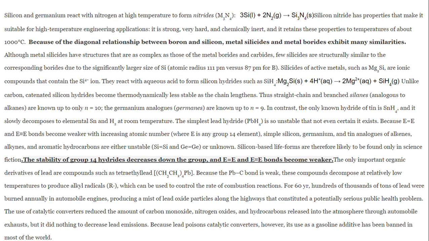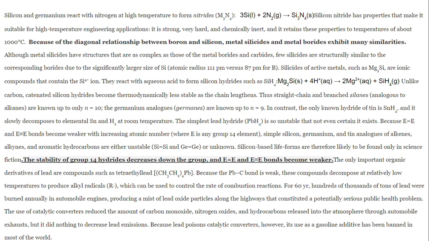Silicides of active metals such as Mg2Si are ionic compounds that contain the Si4- ion. They react with aqueous acid to form silicon hydrides such as SiH4. Here we see the formation of silicon hydride from Mg2Si reacting with the aqueous solution of hydrogen ions to give magnesium ion and gaseous SiH4, silicon hydride.